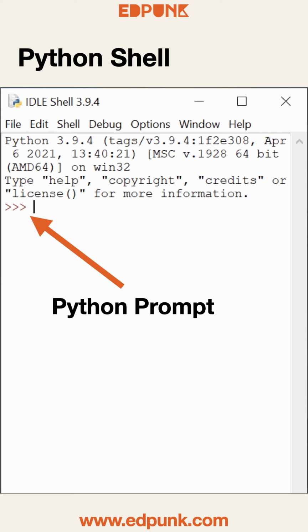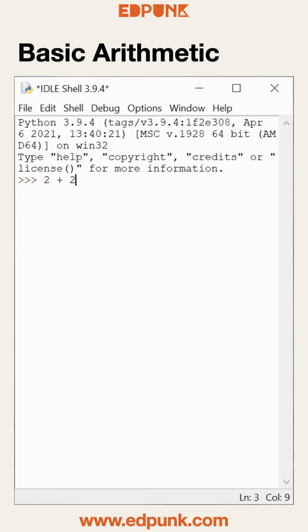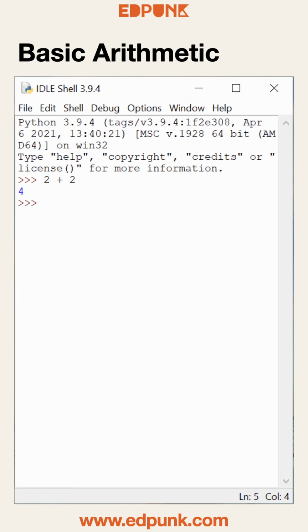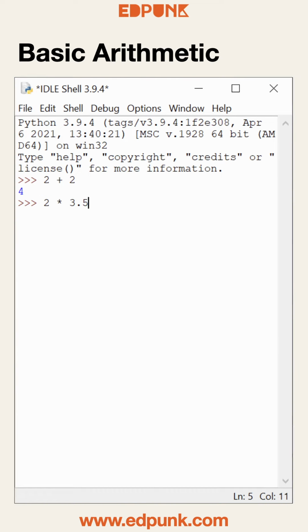terminated. Let us now perform some basic arithmetic operations in the interactive mode. You can see how adding two integers 2 plus 2 instantaneously outputs 4 on the shell. When the integer 2 is multiplied with a real number 3.5, it instantaneously outputs the result 7.0.